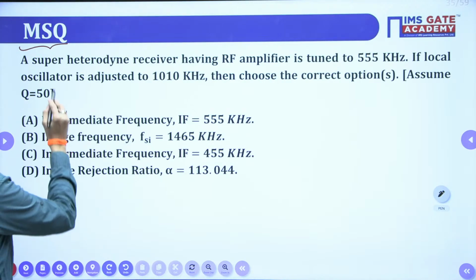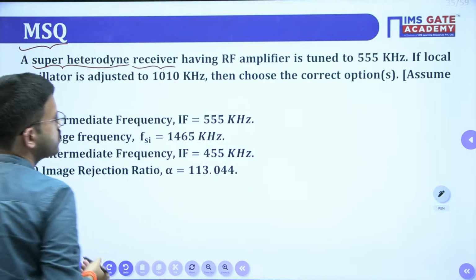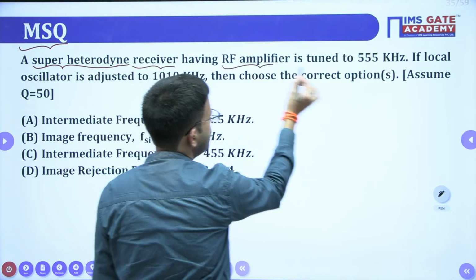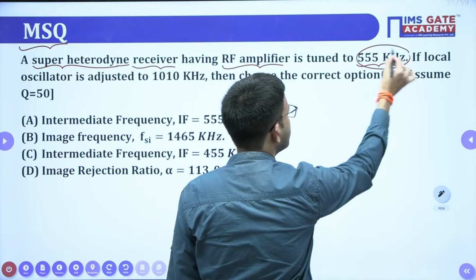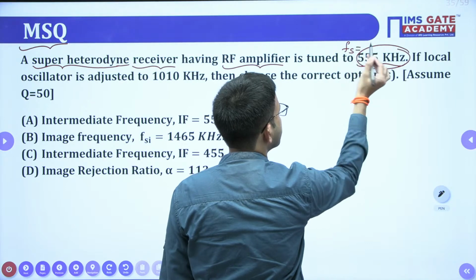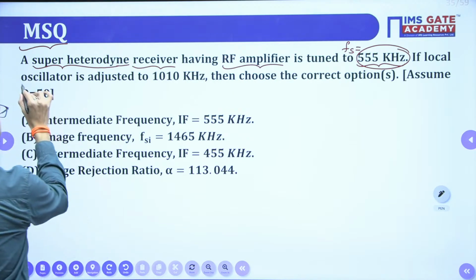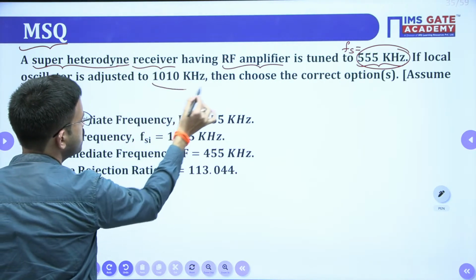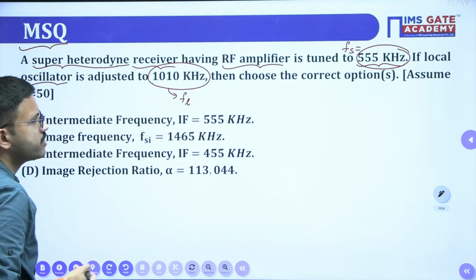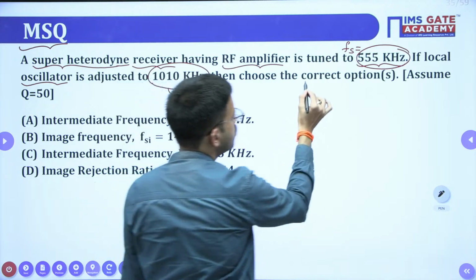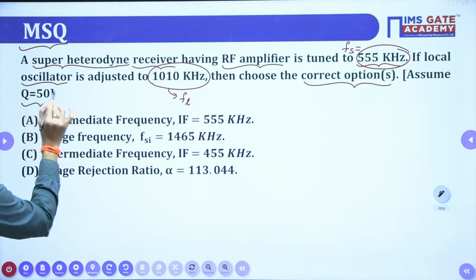So here they have given the question like this: a superheterodyne receiver having RF amplifier is tuned to 555 kHz. So that means this frequency is nothing but Fs, signal frequency. If local oscillator is adjusted to 1010 kHz, so that means this frequency is nothing but your local oscillator frequency, FL. Then you have to choose the correct option or options and assume quality factor value as 50.